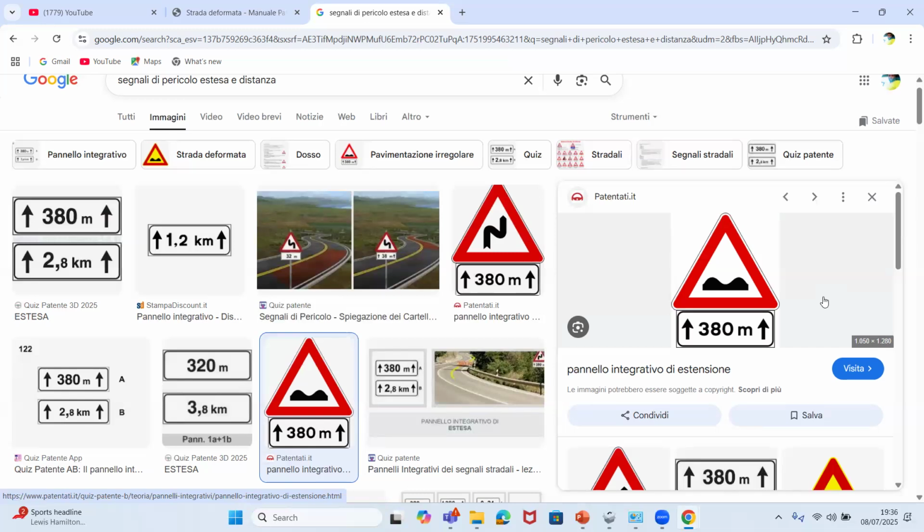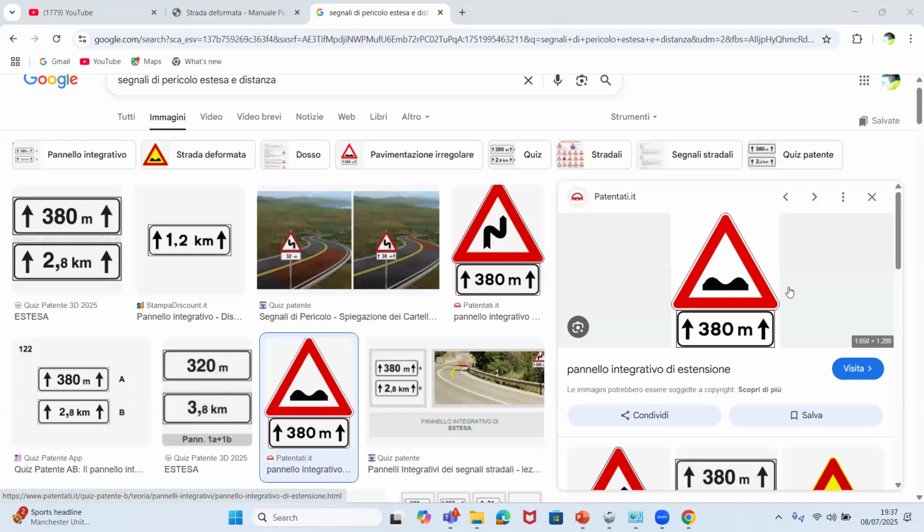Can another person try? Okay, Saidi, try. The panello with the two arrows. The two arrows mean the distance of the damage. Allora, when you're talking about estesa, no, wait. It means the distance of the damage, the pothole.